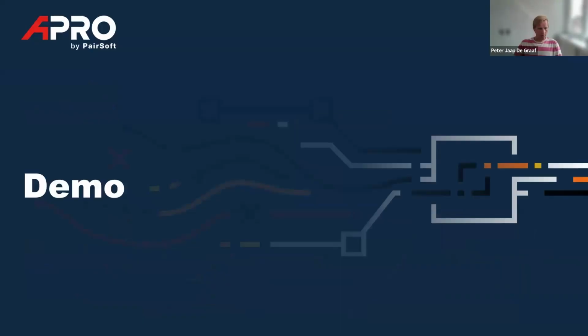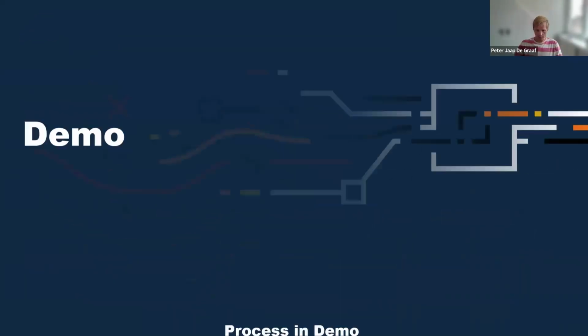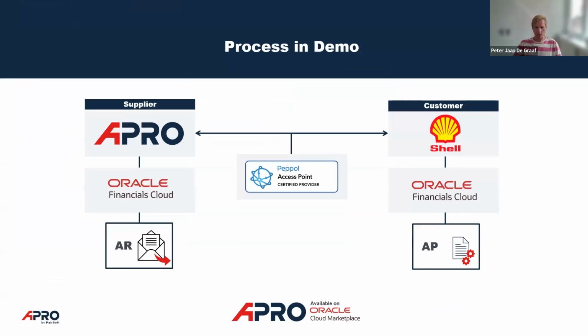So now we come to the demo. I think that's the most important part, and I will show two different kinds of transactions. The first transaction is through PEPPOL. We pick up a transaction from the customer Shell. Then we transfer this invoice from the AR model into APRO, and APRO will send it out to Shell through the PEPPOL network with the PEPPOL identifier. It will use a PEPPOL BIS 3.0 format that will be sent to Shell, and all the information will be in.